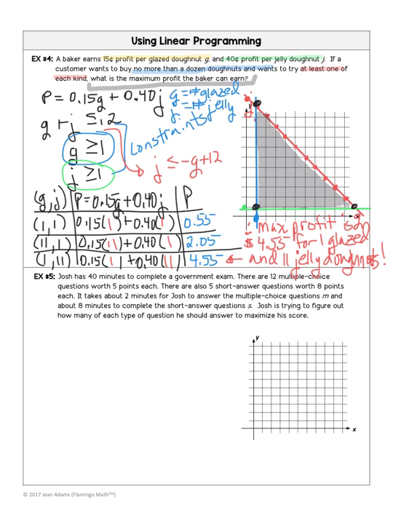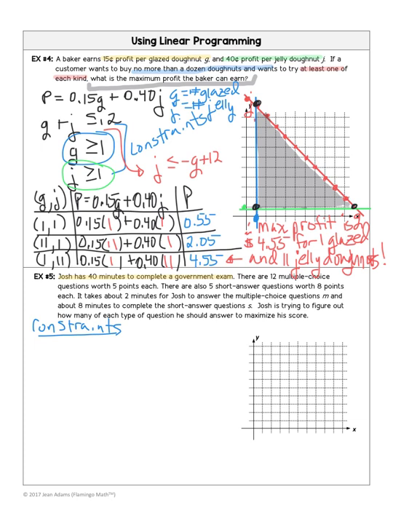All right, so constraints. So let's reread this and look for some things that will tell us what constraints we might have. So Josh has 40 minutes to complete an exam. So he's limited on time. There are 12 multiple choice questions worth 5 points each. So 12 multiple choice worth 5 points each.